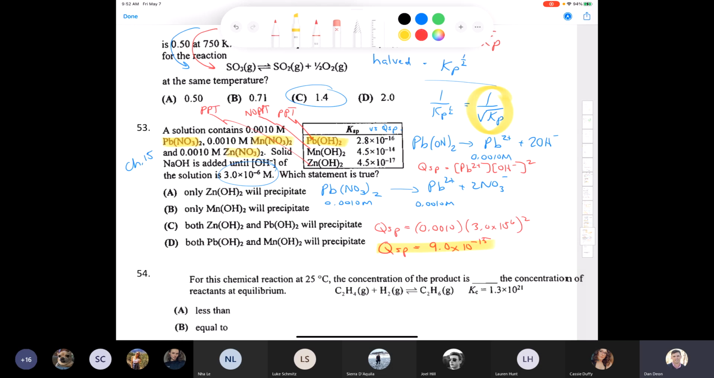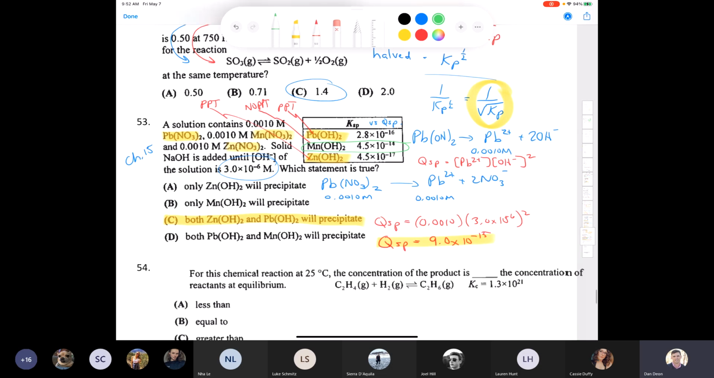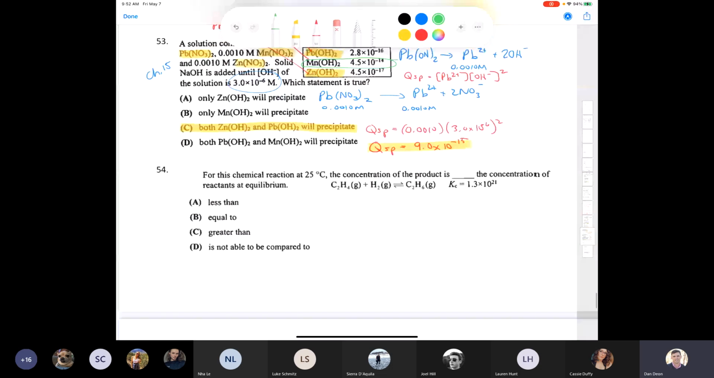Therefore, which ones are going to precipitate? The lead 2 hydroxide and the zinc hydroxide. So both of these will precipitate. And again, I'm just reviewing the reason why the manganese 2 hydroxide is not going to precipitate: its KSP is higher than my QSP. So I haven't reached a high enough concentration of the cation and the anion to cause precipitation. This is why you need scratch paper when you're doing a chemistry exam, right?